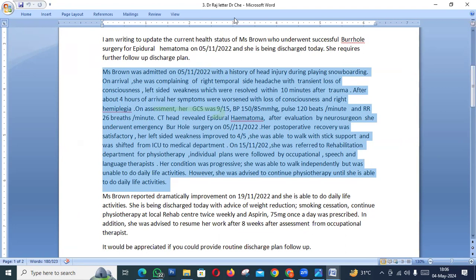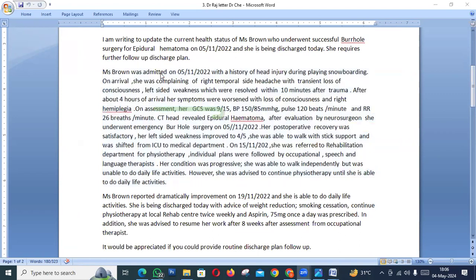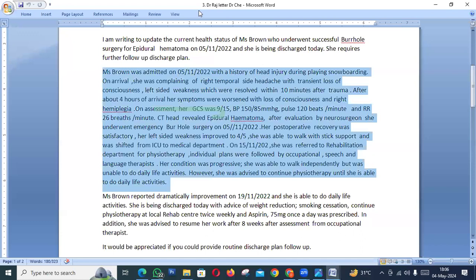Okay. What should be the score for this letter? People can write in the chat, please. Just imagine you are in the real exam and you are the examiner. What score will you give to this doctor without reading the letter?